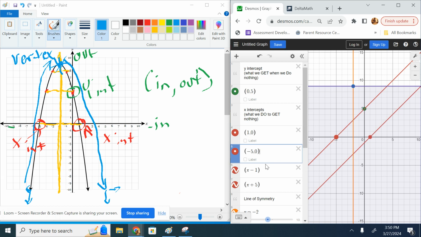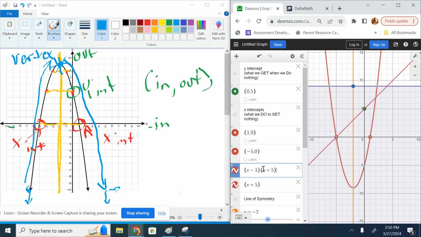And I don't want lines. I want to make a quadratic parabola, so I got to multiply these things together, my length and my width together, to make that quadratic. Okay, so notice now we have a parabola, but it's going the wrong way. So how do we fix that?